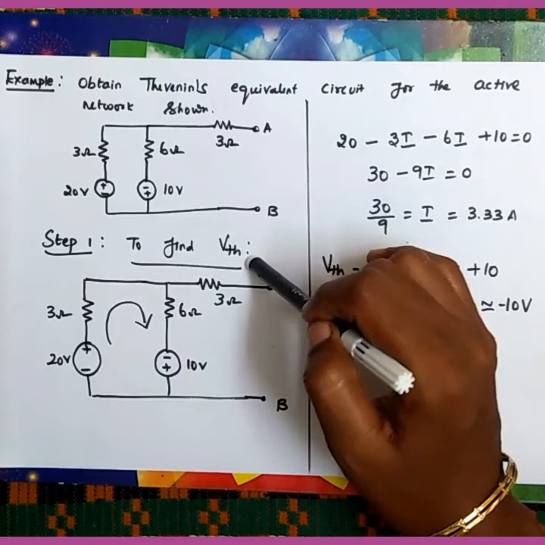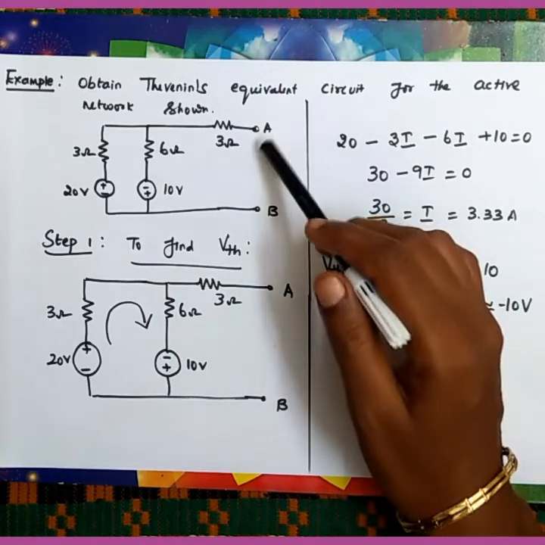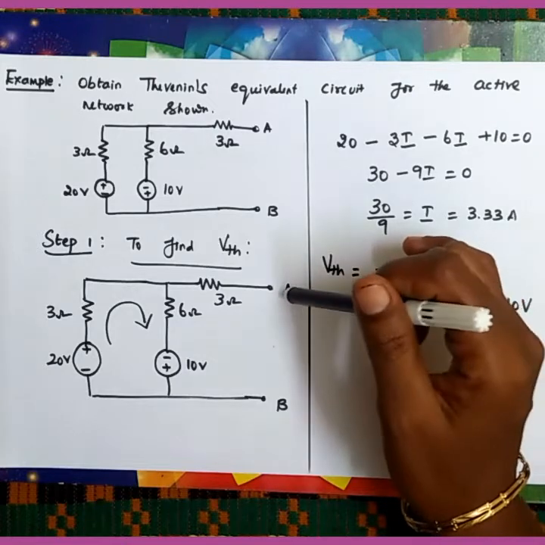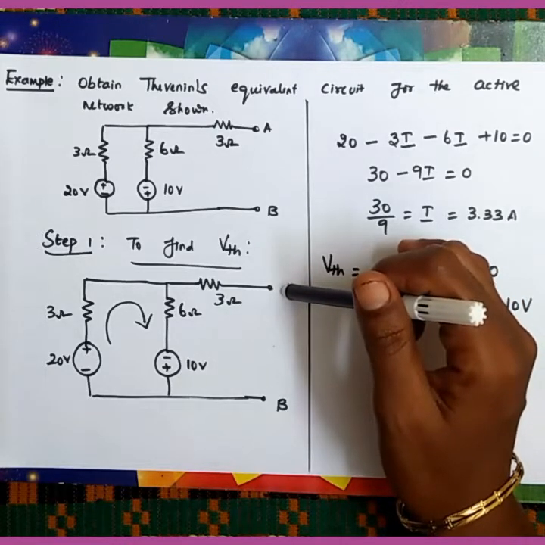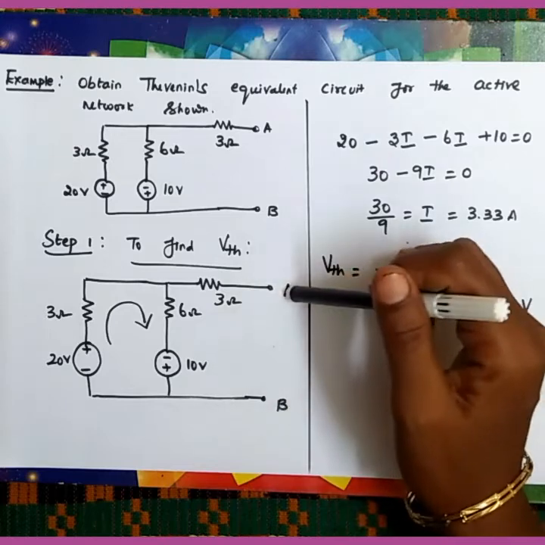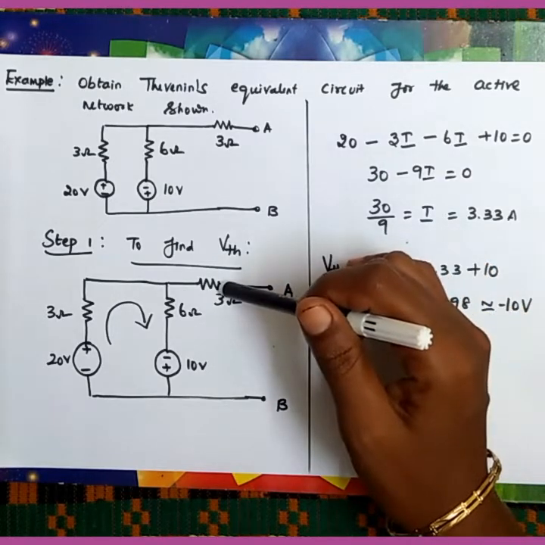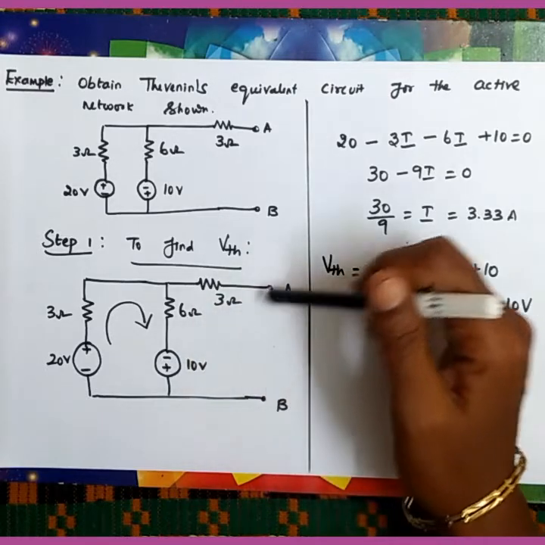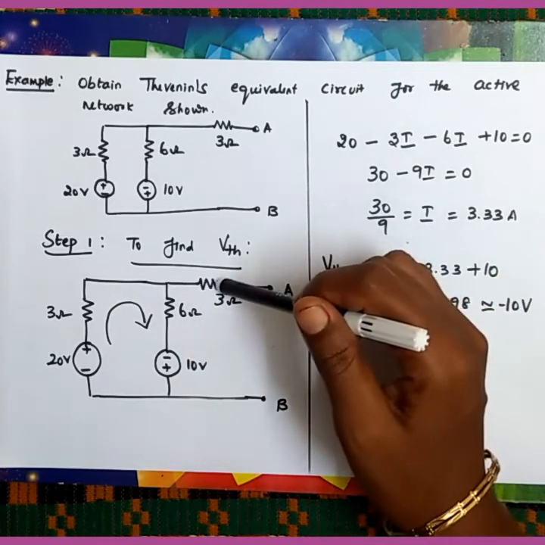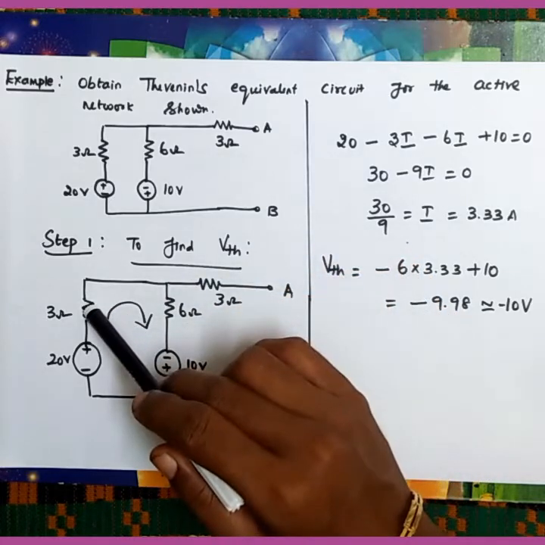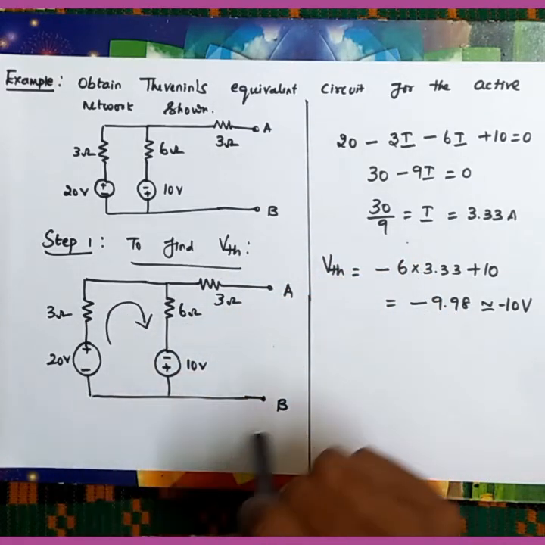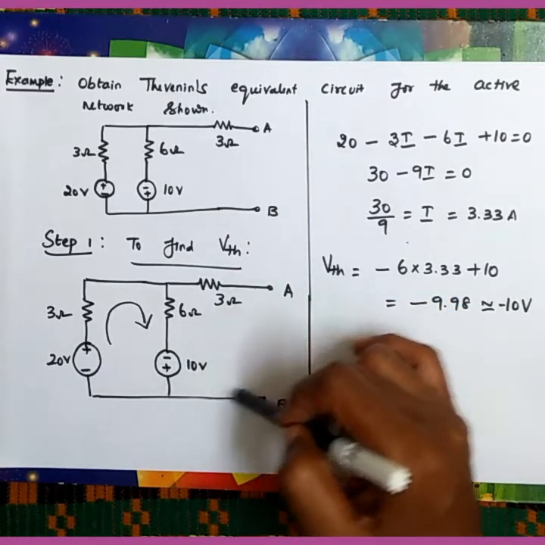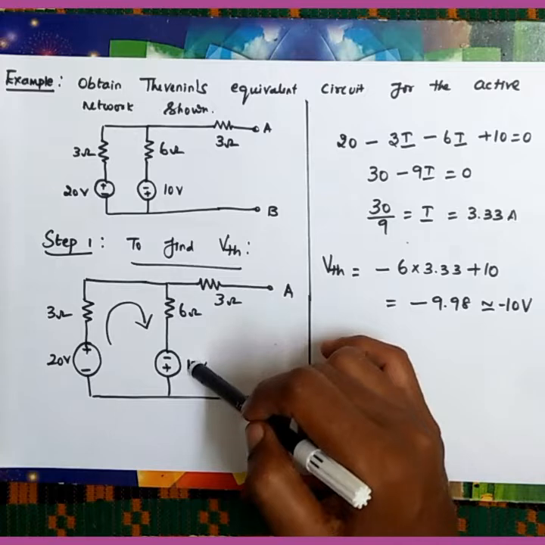To find VTH, we are going to take the same circuit and trace the parallel path. Start from A and try to reach B. Start from A, travel through the 3 ohm resistor, 6 ohm resistor, and the 10 volt source and reach B. Otherwise, start from A, travel through the 3 ohm resistor, another 3 ohm resistor, and the 20 volt battery and reach B. What I am going to choose is to trace this path: the 3 ohm resistor, 6 ohm resistor and 10 volt battery.